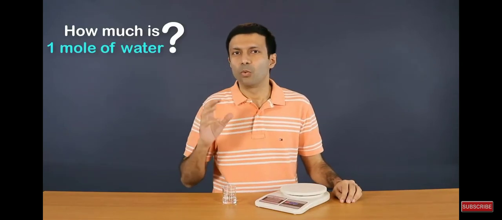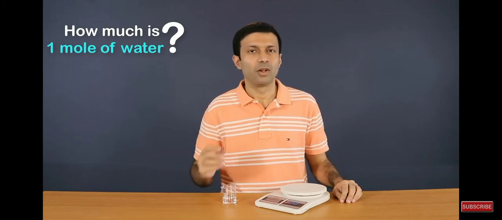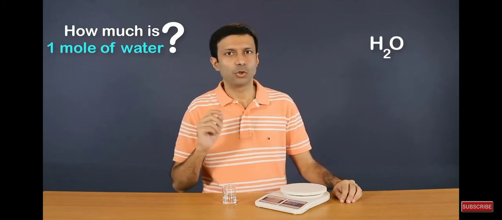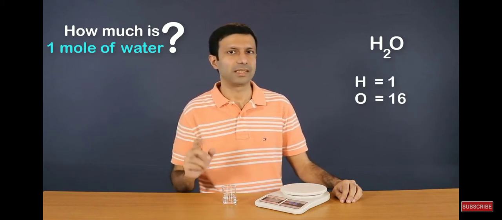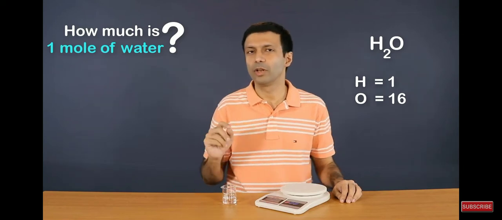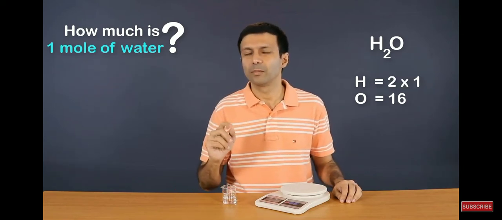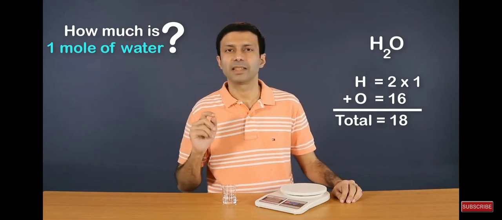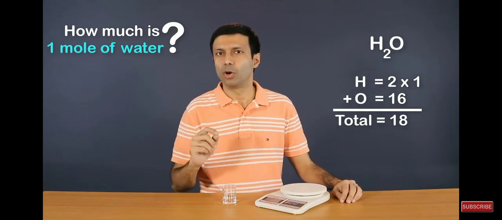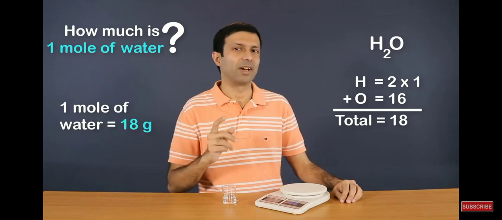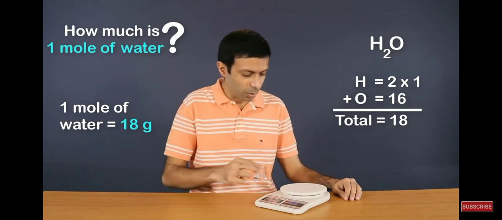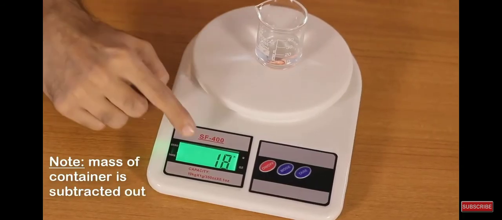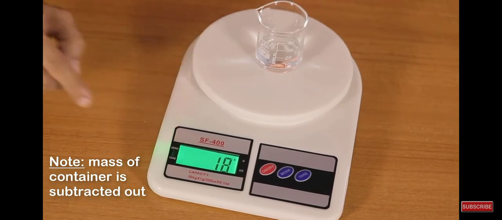Let's take the example of a liquid. So how much is 1 mole of water? Water has the molecular formula H2O. Atomic mass of hydrogen is 1 and oxygen is 16. So the total molecular mass is 2 into 1 plus 16. That's 18. So 1 mole of water is going to weigh 18 grams. And here I have it ready for you. So I've got 1 mole of water here, and as you can see, it's exactly 18 grams.